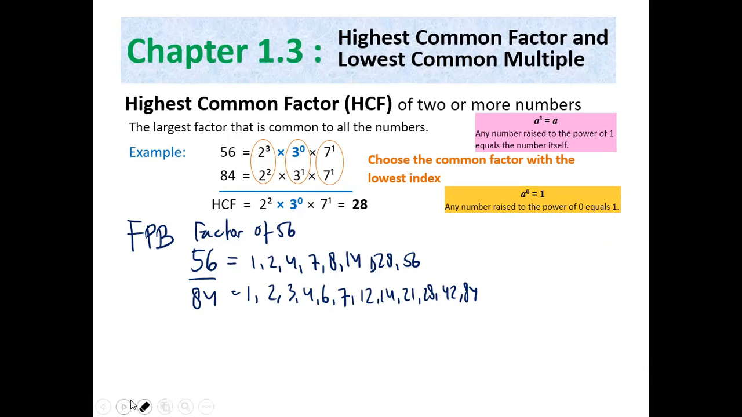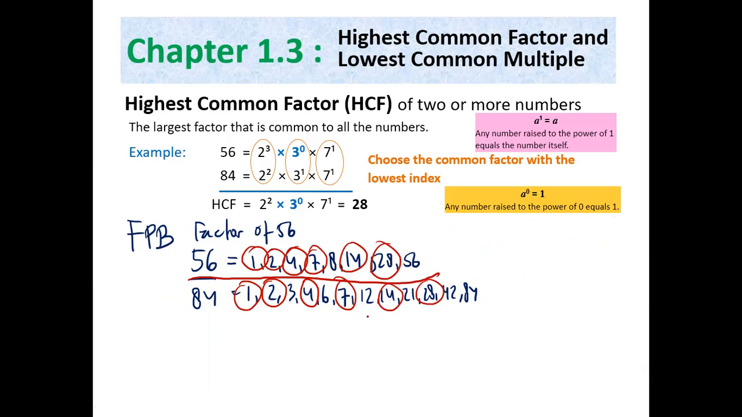Okay, again, what you can find is the common factors. So the common factors between 56 and 84 are obviously 1, 2, 4. Find the same factors, right? 7, 28. Oh, 14 also. How do we find this? I mean, what do we do this for?